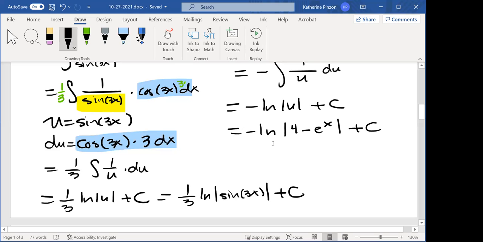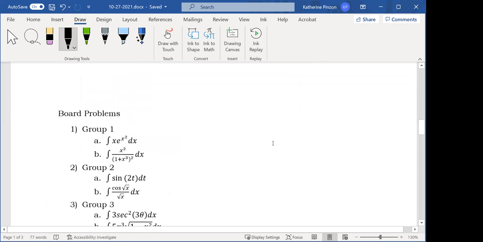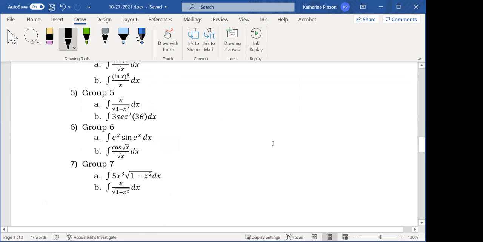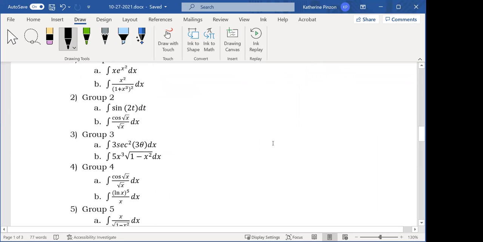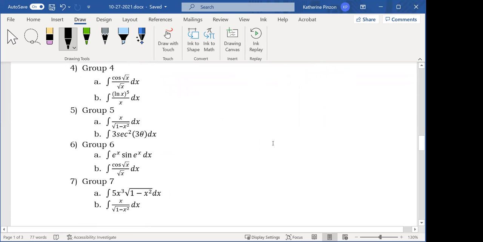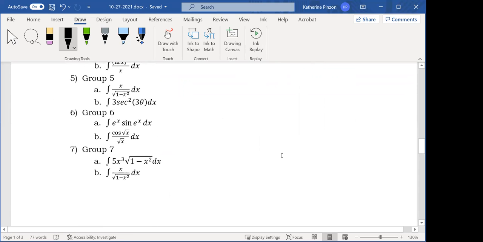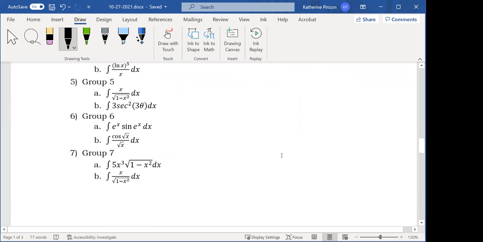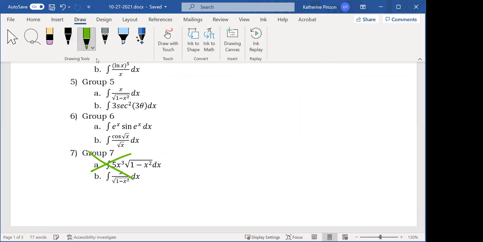Okay, we're going to do some board problems, which require you to make groups of 2. Let's make groups of 2. So everybody find a group of 2. I'm going to decide which one I don't want to do. I'm going to leave that one out.